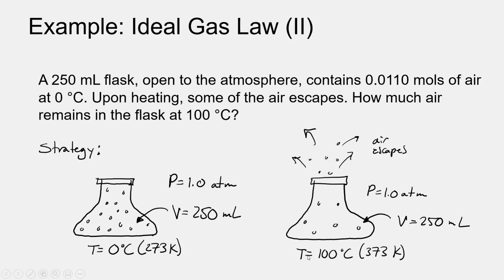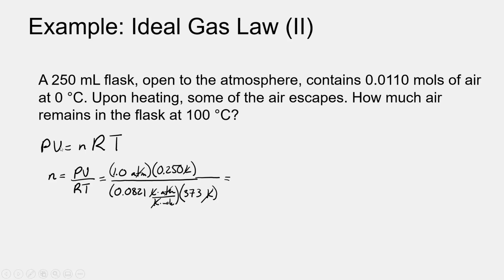So in terms of our strategy, all we have to do is solve the ideal gas law under the second set of conditions to determine the number of moles of the gas that would remain in a flask with a volume of 250 milliliters. The ideal gas law says that the pressure volume product is equal to the moles times the gas constant times the temperature. Once again, we will rearrange the ideal gas law and solve for the number of moles. In the numerator, we have the pressure volume product. In the denominator, we have the gas constant times the temperature. And we just need to calculate the number of moles.